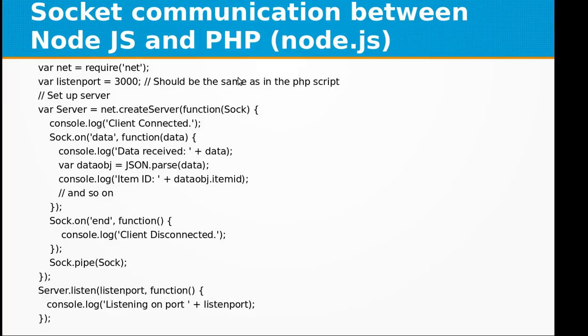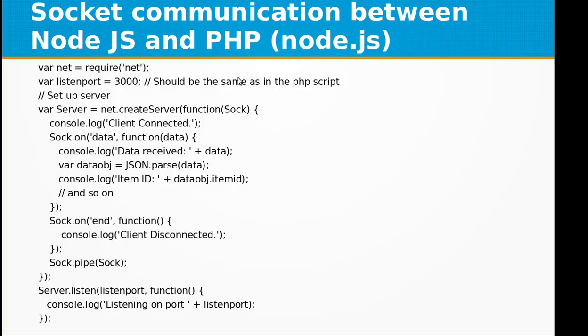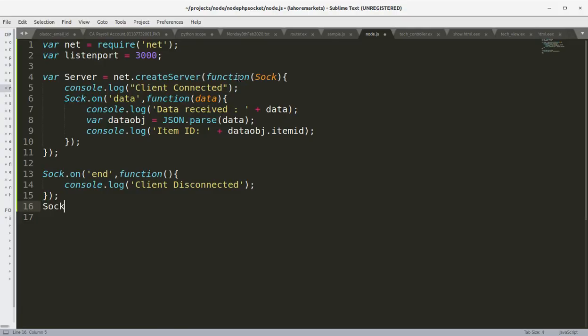Then we have the action listener, and this is executed when the client has disconnected. So in this function we can just say console.log client disconnected.